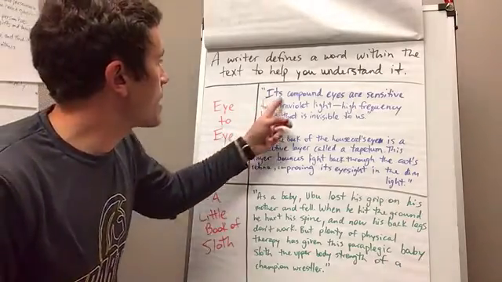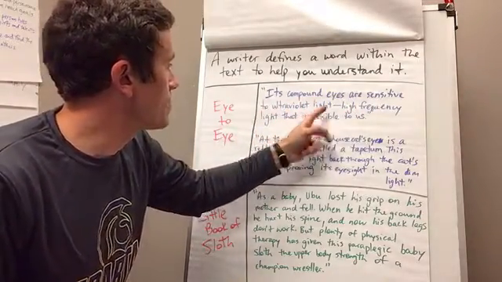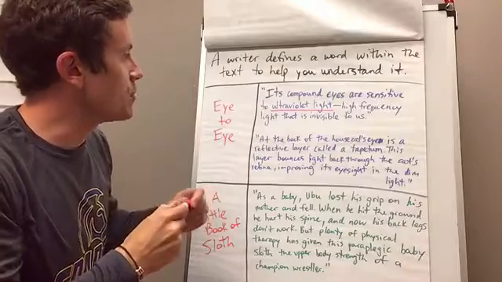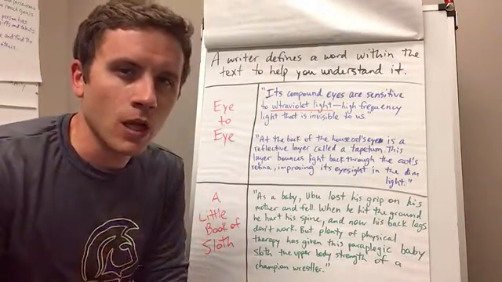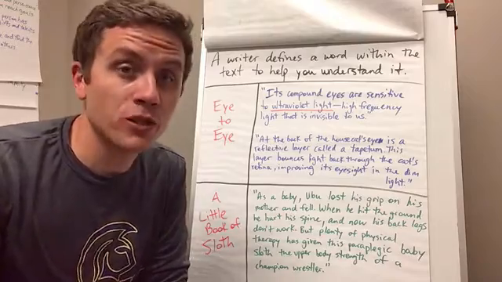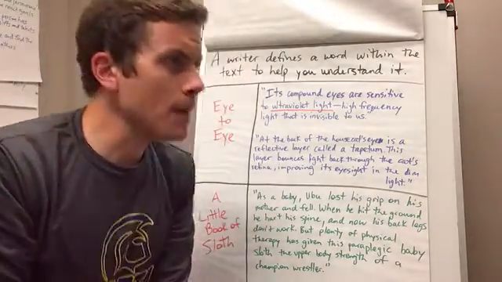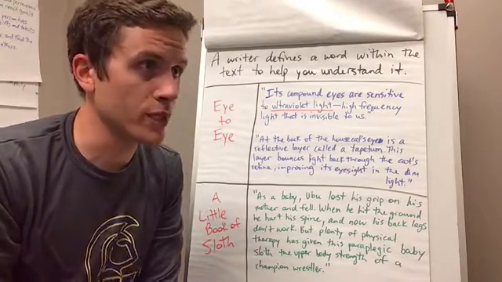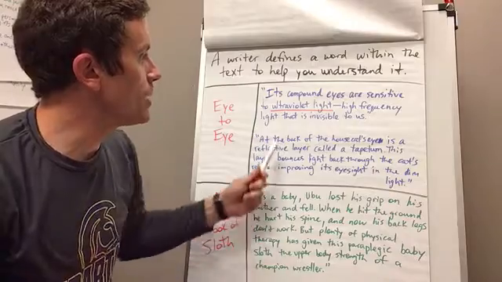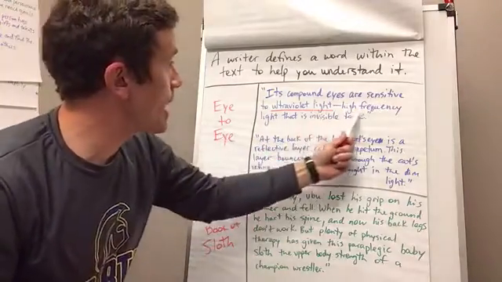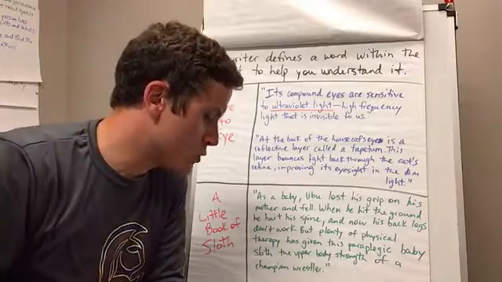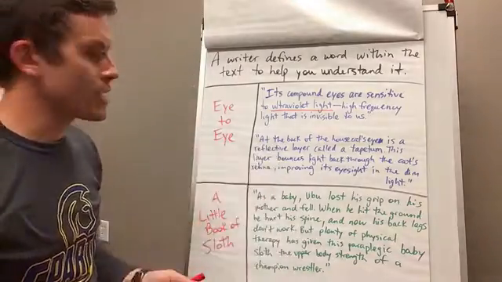So Eye to Eye starts off, its compound eyes are sensitive to ultraviolet light. High frequency light that is invisible to us. Now, how could you, as a reader, learn what ultraviolet light is? I don't know. I'm going to message Mr. Scott. I'm going to email my teacher or other students. No, we can look sometimes within the text. And when we do, we can see, oh, ultraviolet light, that means high frequency light that is invisible to us. Oh, light bulb, right?